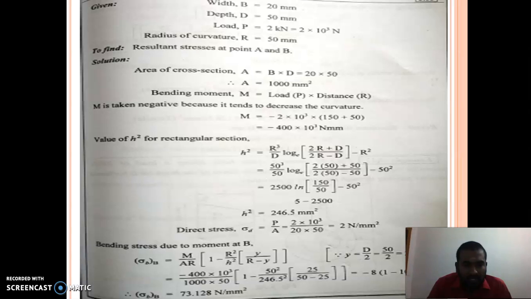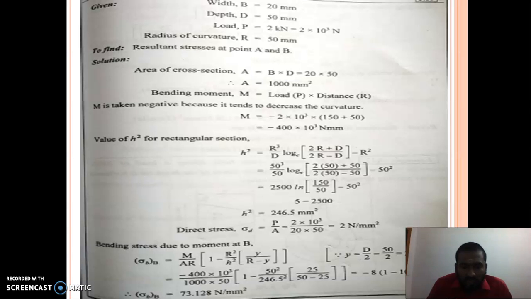And the second stress is bending stress. So B lies in the inside part of the structure, so here we are taking it as minus. Upon substituting that, we have moment minus 400 into 10 power 3. Area we know 1000 mm square. Radius of curvature is 50 mm. h square we have calculated as 246.5. So here you have to substitute it as 246.5. You should not square it. Here it is given in the wrong manner. So h square itself we have calculated as 246.5.